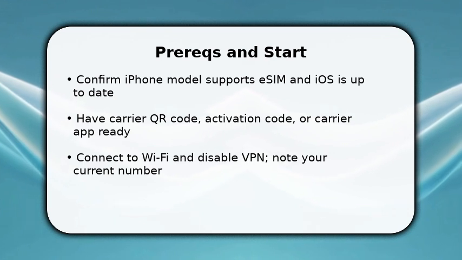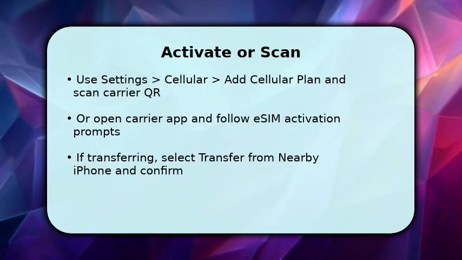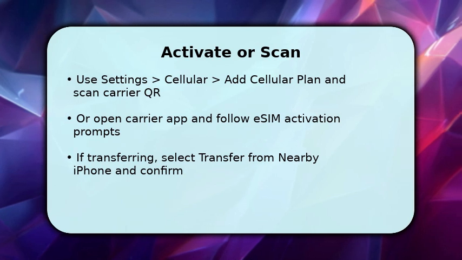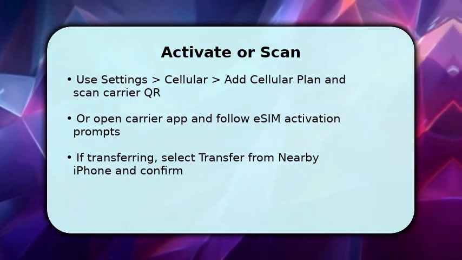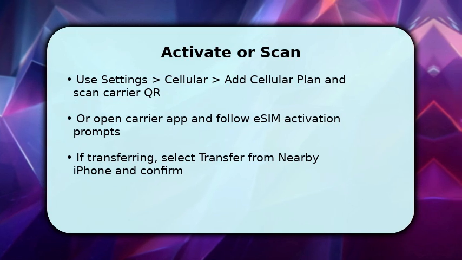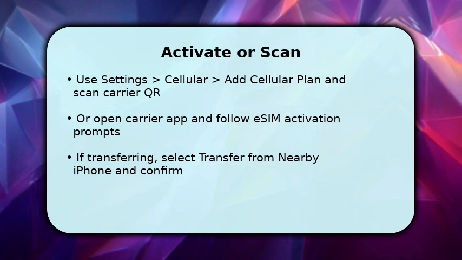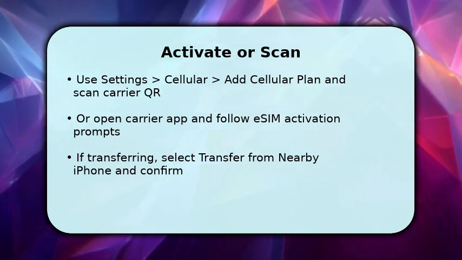Next, you activate by choosing Settings, Cellular, Add Cellular Plan, and scanning the QR code the carrier provided. This writes the eSIM profile directly. If the carrier uses an app, open it and follow the on-screen activation steps instead, because apps can automate verification.